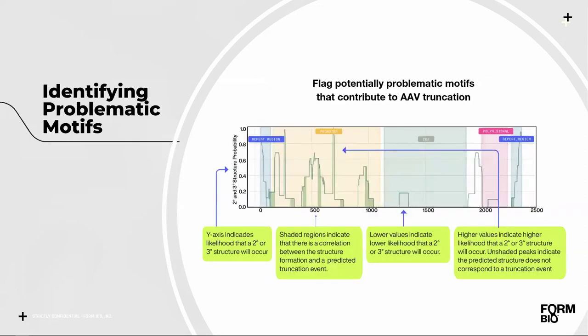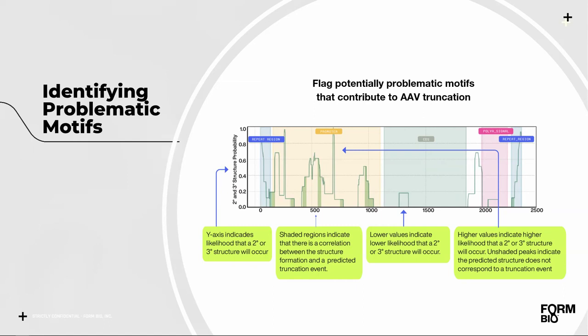Another output that we get from our AI/ML model is what we refer to as secondary and tertiary structure motifs. So on the y-axis, it is the likelihood that a given set of nucleotides will fold into a secondary or a tertiary structure motif. And on the x-axis, we again have the different vector elements. So when we look at the promoter region here, we see all of these different peaks at high magnitudes, indicating that there are a lot of these structural motifs being formed.